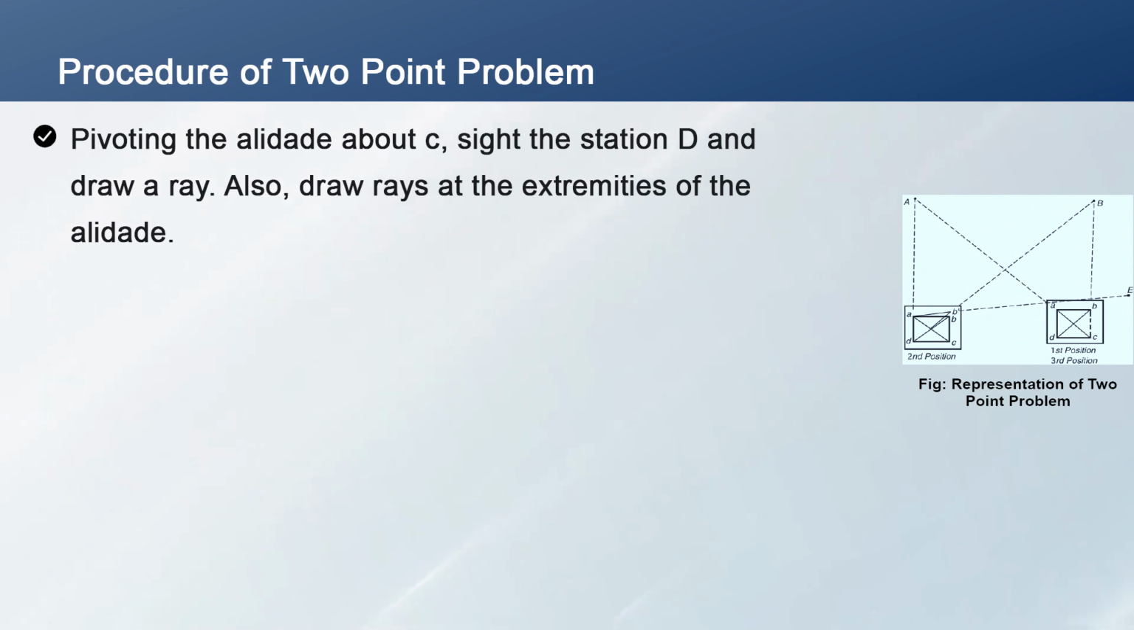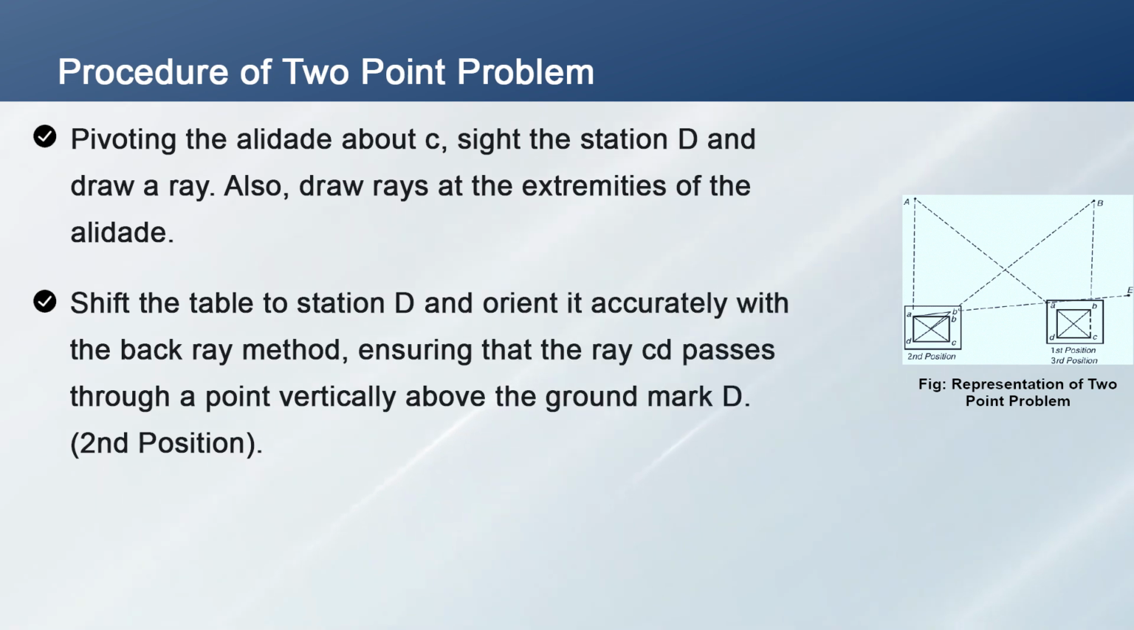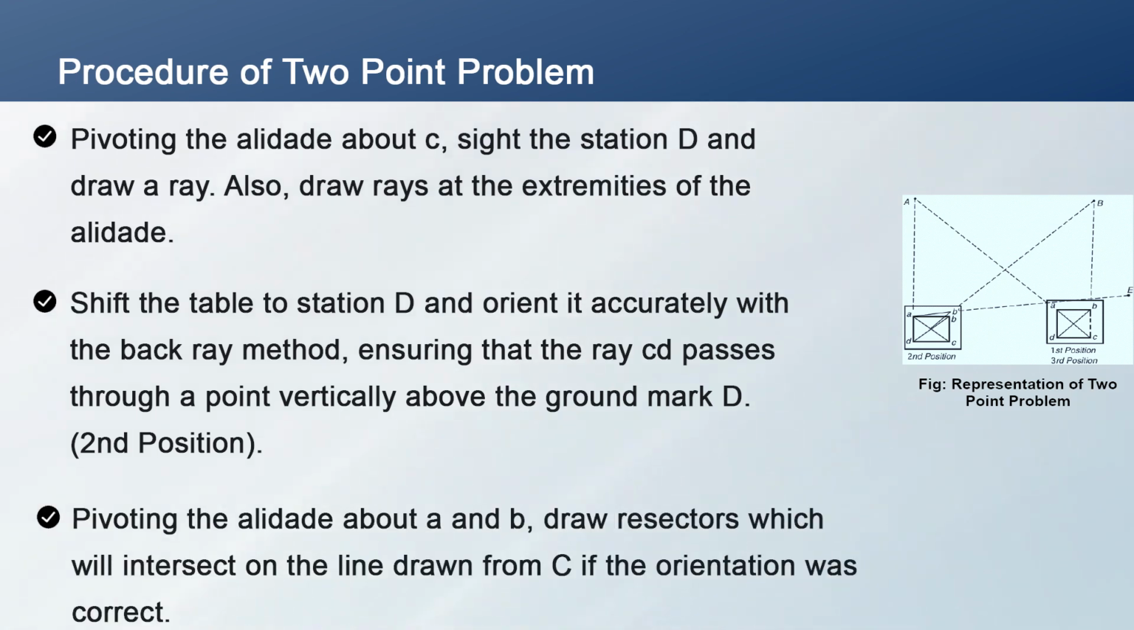Pivoting the alidade about c, sight the station capital D and draw a ray. Also draw rays at the extremes of the alidade. Shift the table to the station D and orient it accurately with the back ray method, ensuring that the ray small cd passes through a point vertically above the ground mark point capital D. Pivoting the alidade about small a and b, draw resectors which will intersect on the line drawn from capital C if the orientation was correct.